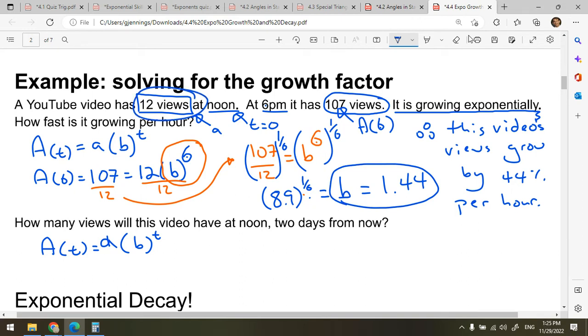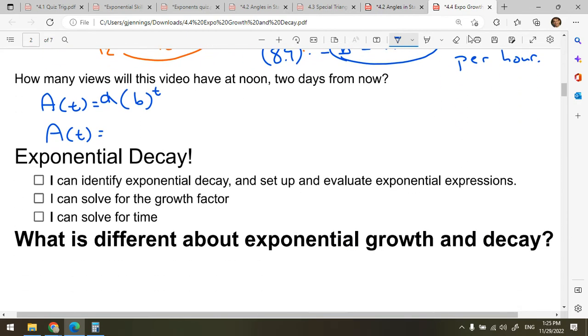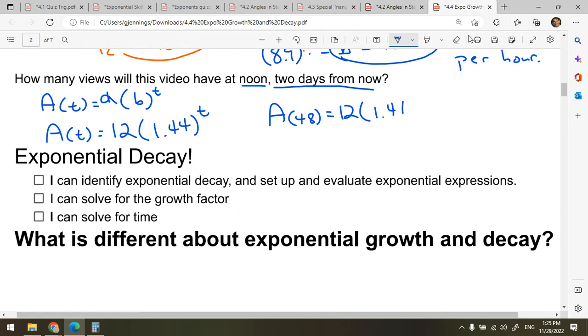Here's A. So this is A of T is equal to 12 multiplied by 1.44 raised to the power t. And in 2 days, since noon, that's going to be in 48 hours. Let's see how many views this thing has in 48 hours. So we're going to go A at 48 is equal to 12 multiplied by 1.44 raised to the 48.